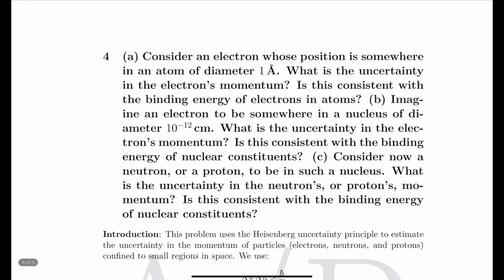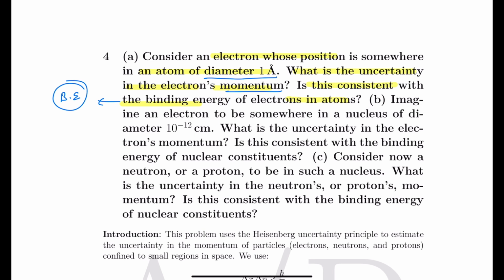Now let us solve the second question, where we are required to consider an electron whose position is somewhere in an atom of diameter 1 angstrom. We are required to find the uncertainty in the electron's momentum, and whether this is consistent with the binding energy of the electron in the atom. So we should also know the binding energy. Since the diameter is 1 angstrom, the uncertainty in the position of the electron will be of the same order, 1 angstrom, and that will help us find the uncertainty in the electron's momentum.